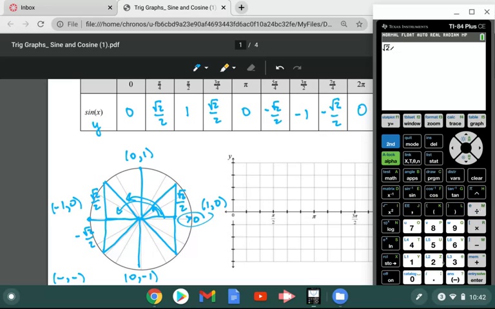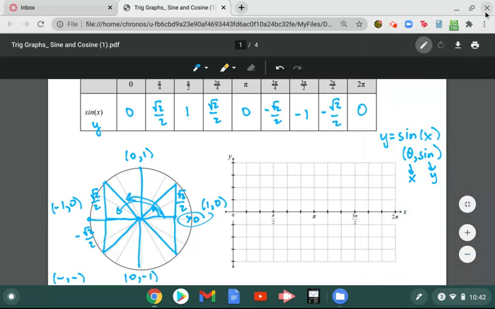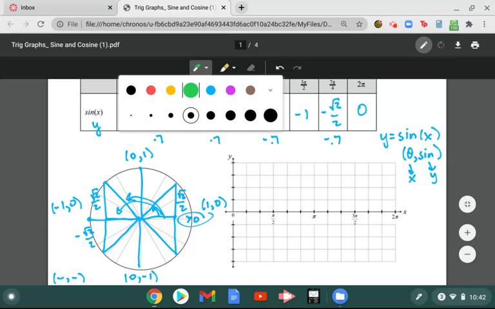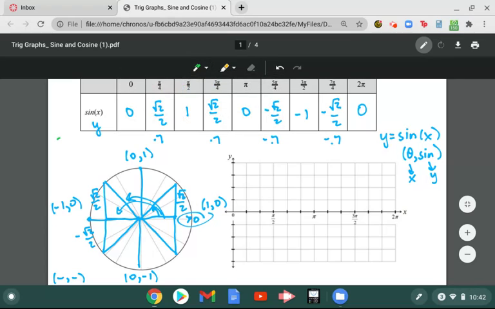So radical 2 over 2 is 0.7. Okay, so this is going to be a 0.7 here. So 0.7, 0.7, and then negative 0.7s for those. Okay, let's go ahead and plot these. So I'm going to plot this guy in green. When my angle is 0, so these x's are the angle measures, when the angle is 0, the sine of 0 is 0.